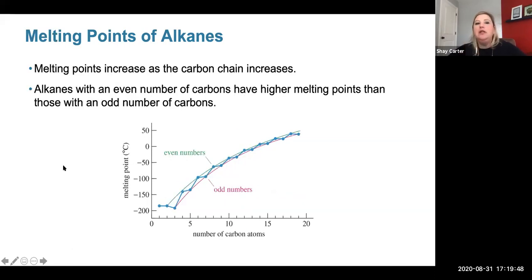Now, melting points also increase as the carbon chain increases, but what's interesting is that alkanes that have an even number of carbons have higher melting points than those with an odd number of carbons. They still increase as the chain length increases, but each time we bump to an even number of carbons, it increases more than what we would expect.